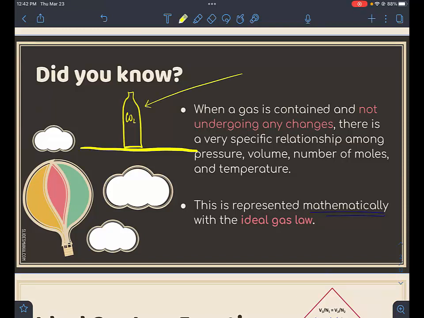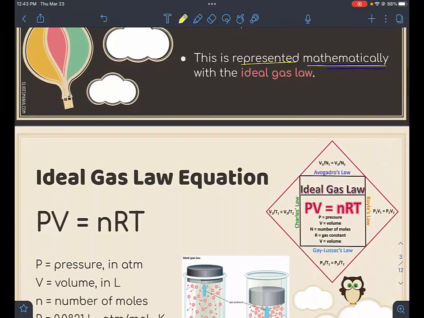It has 4 variables: pressure, volume, the number of moles, that's how much CO2 is in that canister, and the temperature. None of them are changing. When we are under these static conditions, there is a very clear mathematical relationship between these variables, and again, it's called the ideal gas law. So let's take a look at what that equation is.